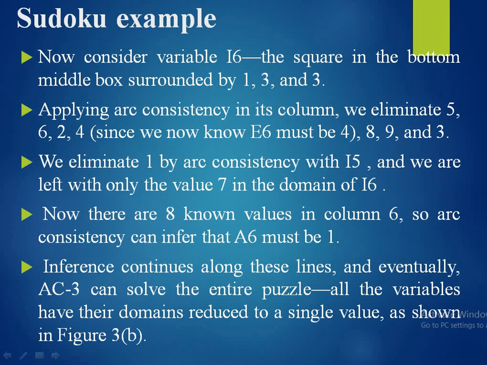Now consider the variable I6, the square in the bottom middle box surrounded by 1, 3 and 3. Applying arc consistency in its column, we eliminate 5, 6, 2, 4, since we know E6 must be 4, 8, 9 and 3. We eliminate 1 by arc consistency with E5 and we are left with only the value 7 in the domain of I6. Now there are 8 known values in column 6. So arc consistency can infer that A6 must be 1. The inference continues along these lines and eventually AC3 can solve the entire puzzle. So all the variables have their domains reduced to a single value as shown in figure 3b.